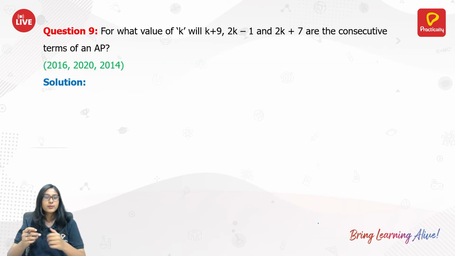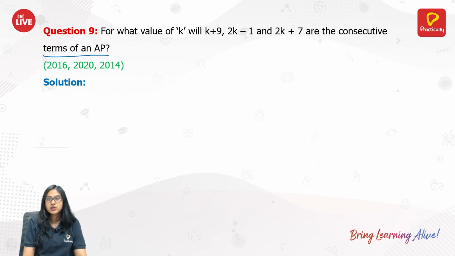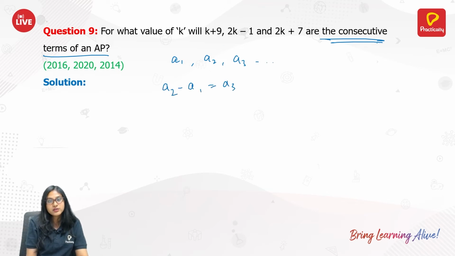Next. For what value of k will k plus 9, 2k minus 1 and 2k plus 7 be the consecutive terms of an AP? Okay, so when these are in AP, what do we know? If A1, A2, A3 and so on are in AP, we know that A2 minus A1 equals A3 minus A2. Why? The common difference will be the same, of course. Now just apply the same concept here. This is A1, this is A2, this is A3.